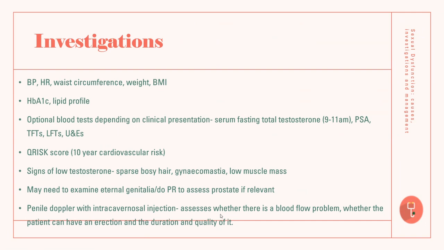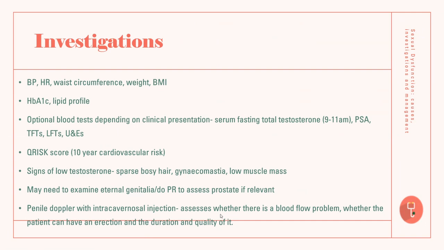A good one to do, especially if someone has a lot of cardiovascular risk factors, is a Q-risk score. So not just for people with erectile dysfunction, this is anyone who has any sort of cardiovascular risk. It's a really good, really easy one to do. You can just Google it and fill it in, and it shows them their 10-year cardiovascular risk. It can be very, very helpful, because if this is particularly high, I might suggest to you that the cause of their erectile dysfunction is more likely to be cardiac in nature.